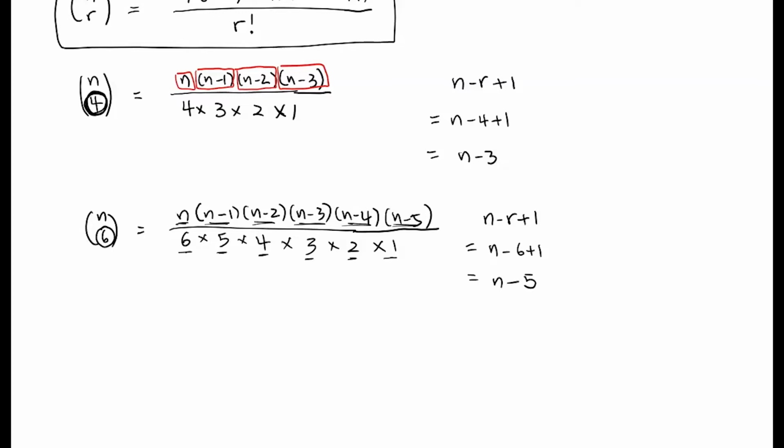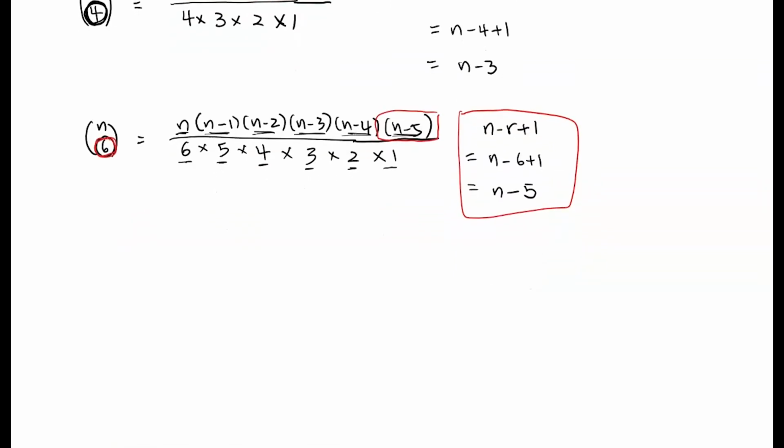Okay. So to know when to end, there are 2 ways to do it. If you want to know which is the last factor, you can either work it out using this n minus r plus 1, or you can just remember that because this is 6, you're going to have 6 factors. So you just end once you have 6 factors. Alright, with this we are now ready to look at some examples.